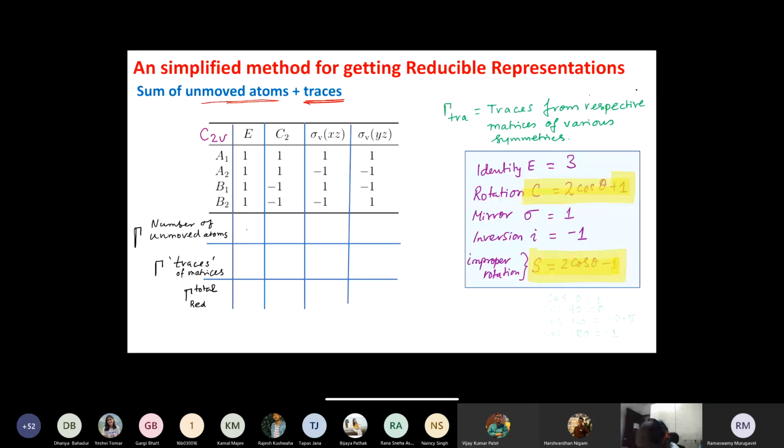All that I need to do is take the same ammonia molecule and simply break down the total Cartesian coordinates into a sum of reducible representations corresponding to the unmoved atoms and traces of matrix. The trace of a matrix is very simple, don't worry about that. Suppose I have an ammonia with 4 atoms and you're going to only look at the number of unmoved atoms.